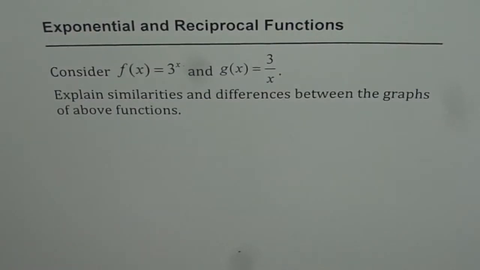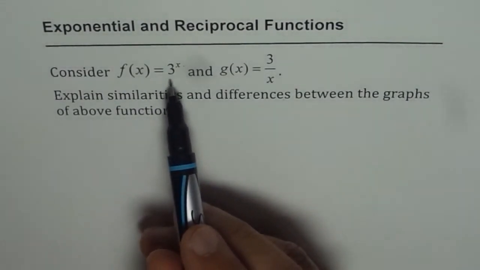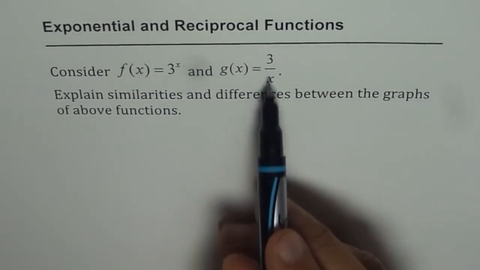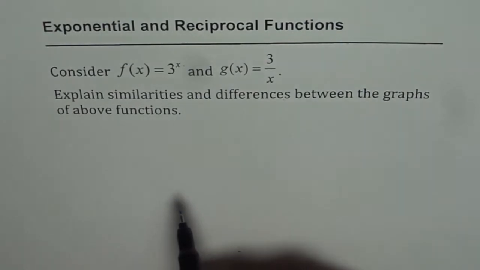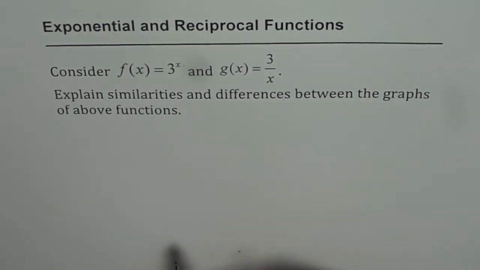Exponential and reciprocal functions. Consider f of x equals 3 to the power of x and g of x equals 3 over x. Explain similarities and differences between the graphs of the above functions. So we are given two functions. One is the exponential function, 3 to the power of x. The other one is the reciprocal function, 3 over x. Now we need to figure out what are the similarities between these graphs and what are the differences.